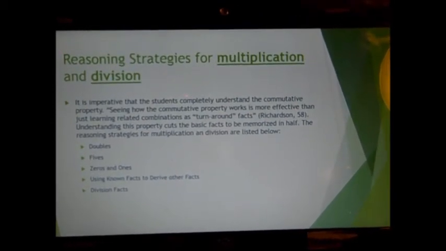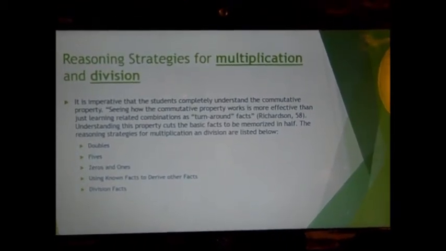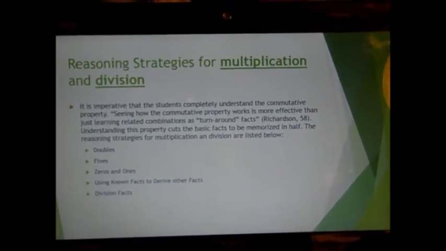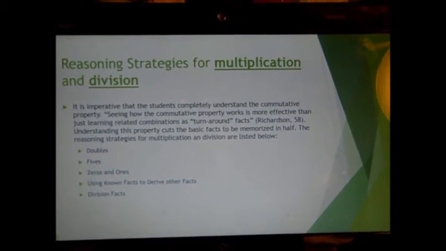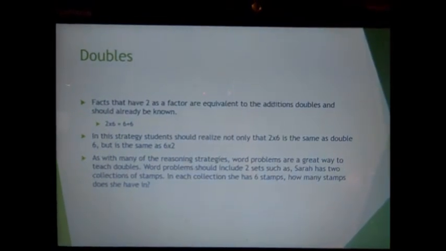The reasoning strategies for multiplication and division are listed below. They include doubles, fives, zeros and ones, using known facts to derive other facts, and division facts. The first strategy is doubles.